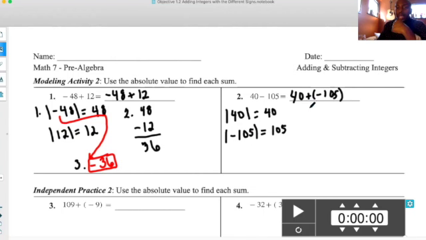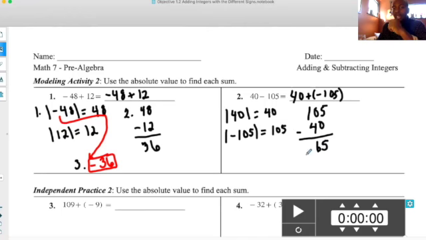I have the absolute values. It says take the bigger one and minus the smaller one. Notice this is not always the first number. It could be the second number. That's okay. But make sure you pay attention to which one is actually bigger, the absolute value of which one is bigger. 105 minus 40 gives 65.